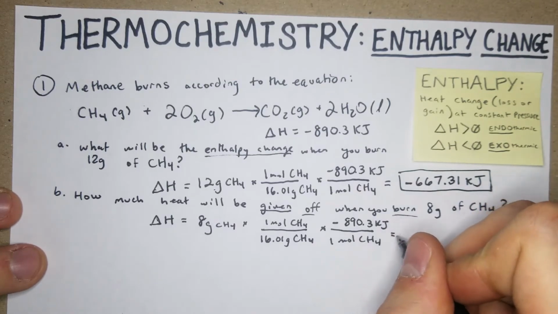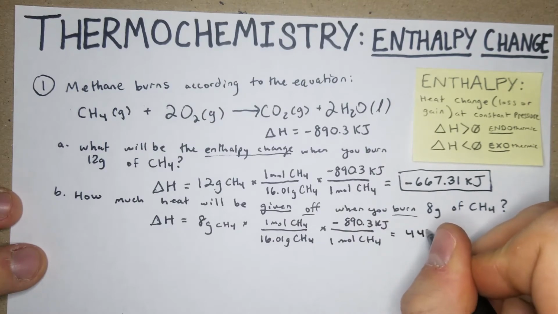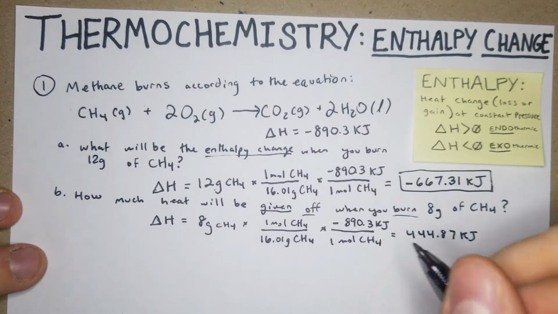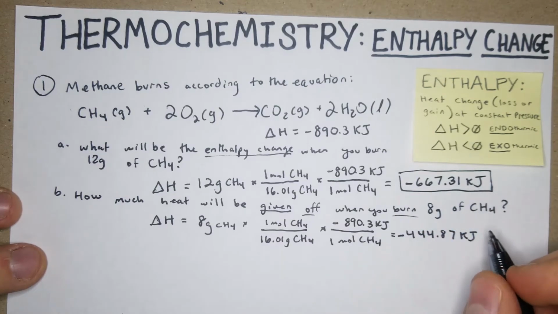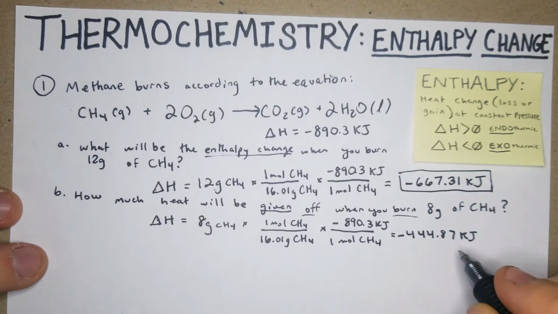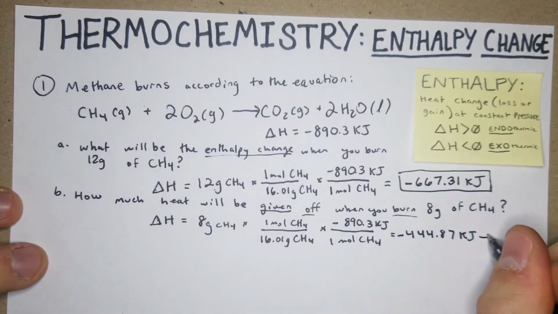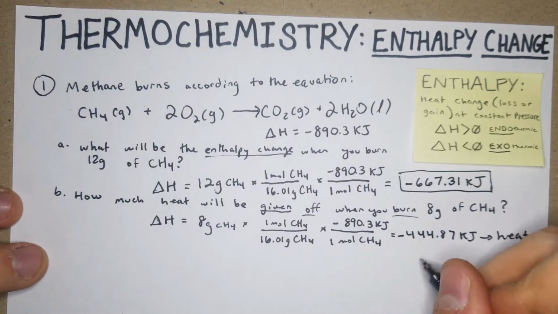Okay, so from this, I got 444.87 kilojoules. Rather, negative because of this. Here's the problem. That works as an enthalpy change, but you're trying to find heat, and in this case, we can't have a negative heat.